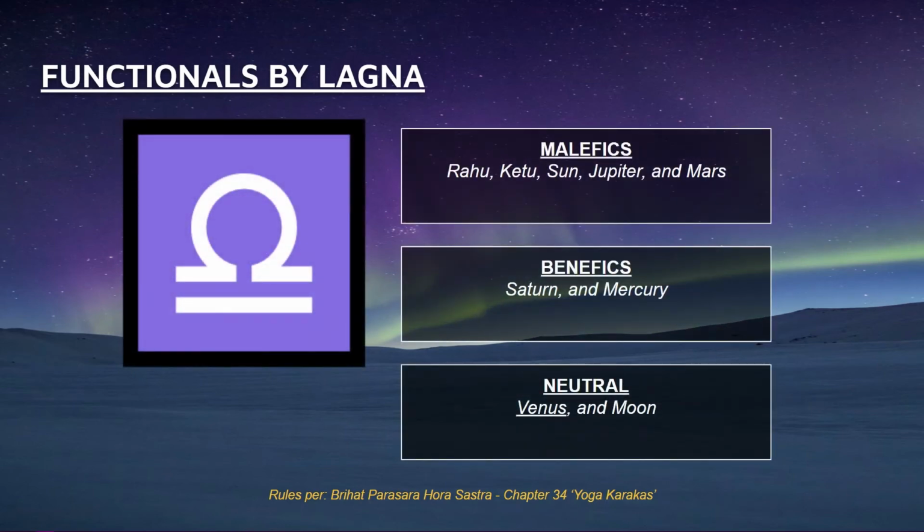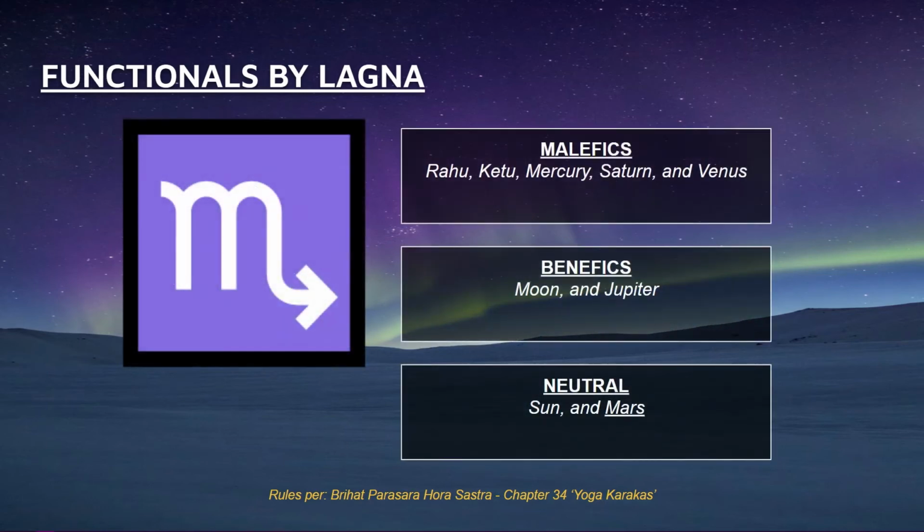Libra Lagna, malefics include Rahu, Ketu, Sun, Jupiter, and Mars. Benefics include Saturn and Mercury. Venus, which you would not think is neutral, and Moon is neutral. Scorpio Lagna, malefics, Rahu, Ketu, Mercury, Saturn, and Venus. Benefics are Moon and Jupiter. Neutrals are Sun and Mars. So Mars doesn't get all the love. It is a neutral for Scorpio.